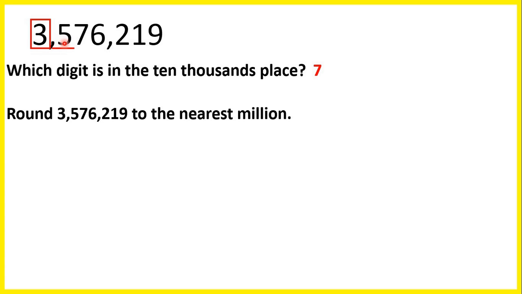Now we have a 5, and we know that if we have 5 or more, we need to round up. So that means the digit we've circled increases by 1, so the 3 becomes a 4, and then digits to the right turn into zeros, so that's 4 million.